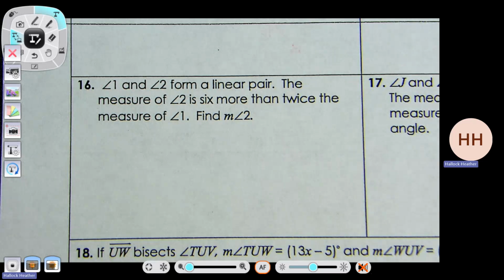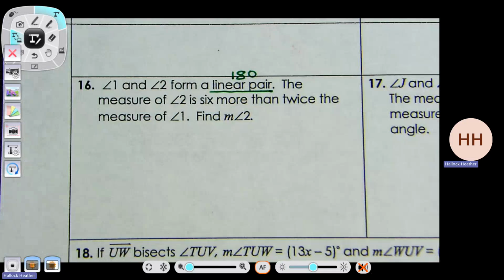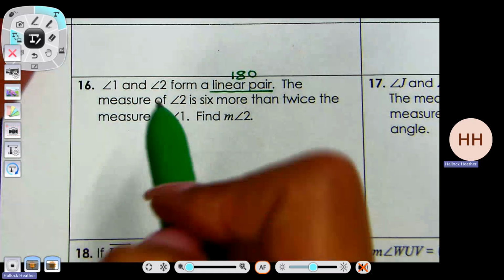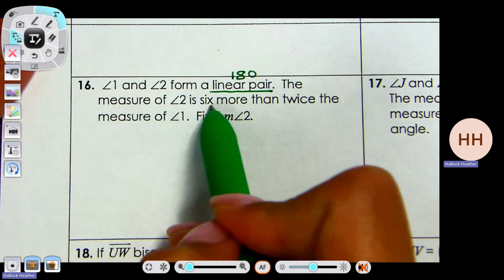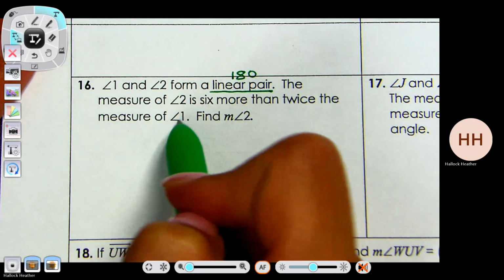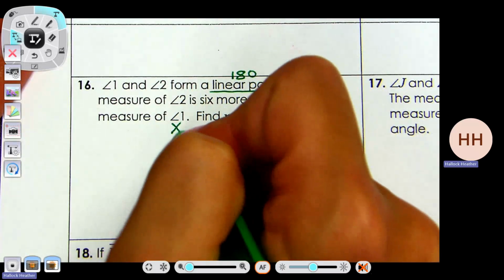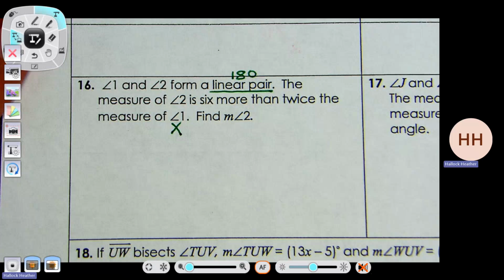It says angle 1 and angle 2 form a linear pair. So how much do they add to make? Good, this is 180. The measure of angle 2 is 6 more than twice the measure of angle 1. Find the measure of angle 2. What are we going to call angle 1? X, because we know nothing about it at all. So angle 1 is going to be X.